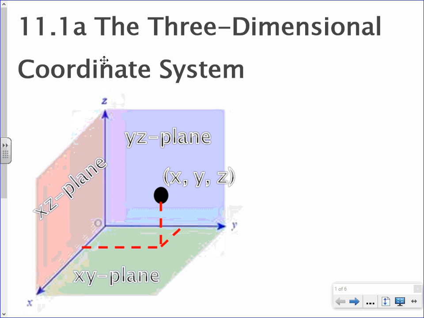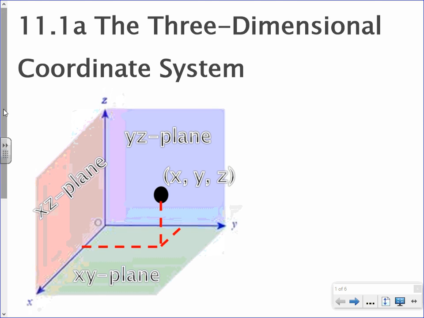3 dimensions. We are adding a z-axis. Now, I have given you some graph paper so that you can practice all of this, okay? Right now, all you see is one of the 8 octants. Yes, there are octants instead of quadrants because we now have a 3rd dimension, okay?